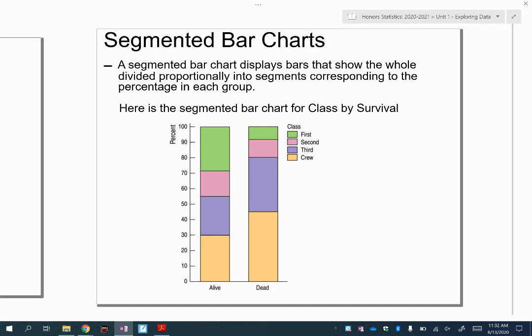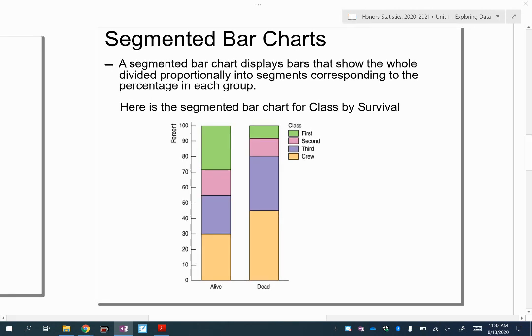So you can see that there is a difference. There is a relationship between class and survival. If your ticket class was third, or you were a crew member, then you were more likely to have died than first or second class.